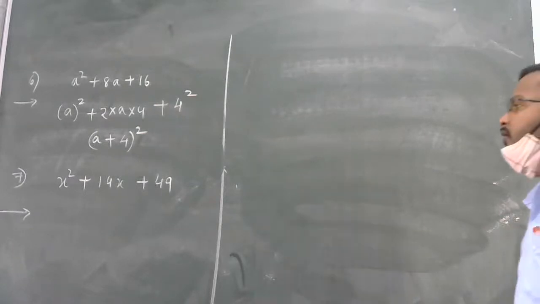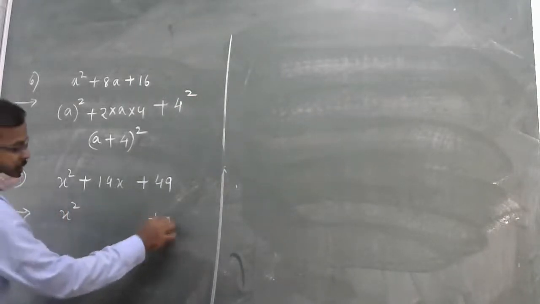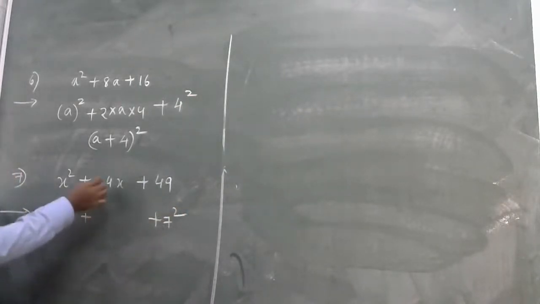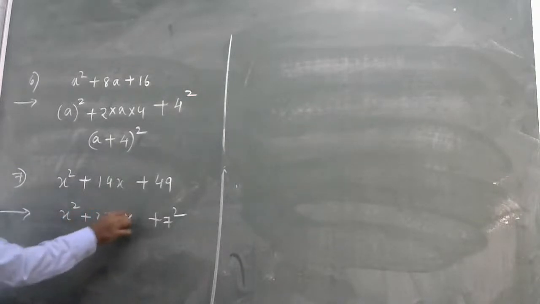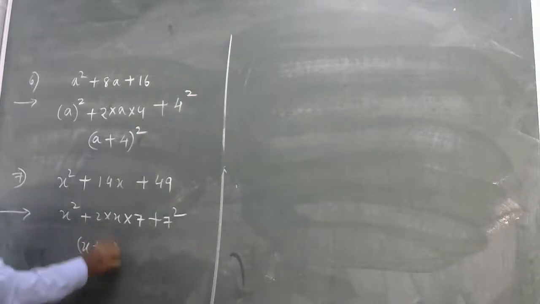What is the answer? X plus 7 whole square. X square, and 49 we can write as 7 square. The middle term will be 2 into x into 7, 2ab. So we can write this as x plus 7 whole square.